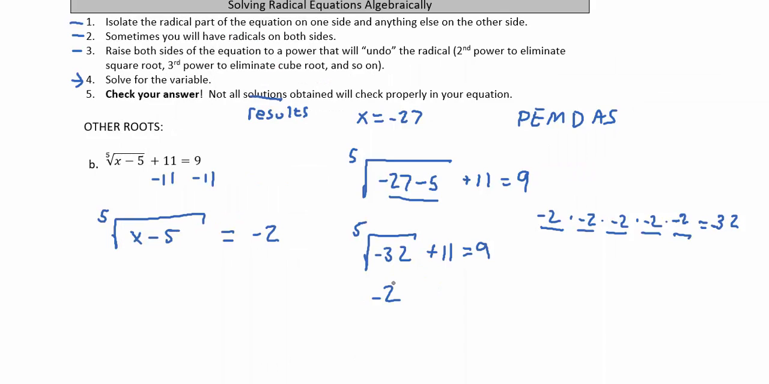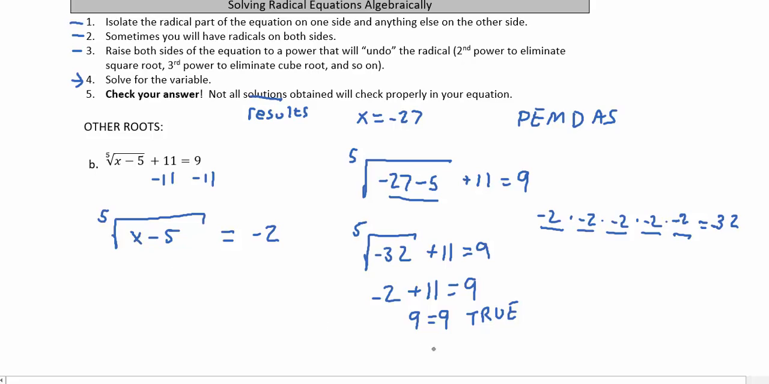So, now that we've verified that multiple ways, we have negative 2 plus 11 is equal to 9, and negative 2 plus 11 is indeed 9. So my result of doing that algebraic process this time was plugged into the original equation and it yielded a true statement, meaning this result is indeed a solution. So hopefully with those examples, I've been thorough enough to show how these directions play out.